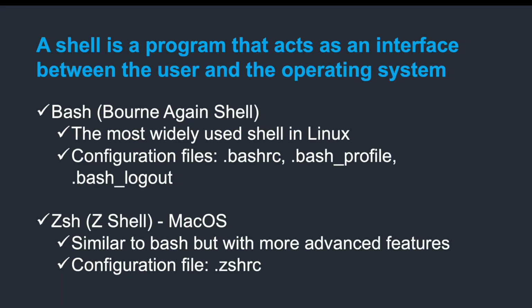Now, briefly I want to talk about the shell, which is a program that acts as an interface between the user and the operating system. There are different types of shell such as bash, zsh, and a few others. Bash is the most commonly used in Linux. Bash has configuration files such as .bashrc, .bash_profile, .bash_logout, etc. zsh is similar to bash but has some additional features. The configuration file for zsh is .zshrc. I will briefly discuss those configuration files and how to configure them to set up your work environment.